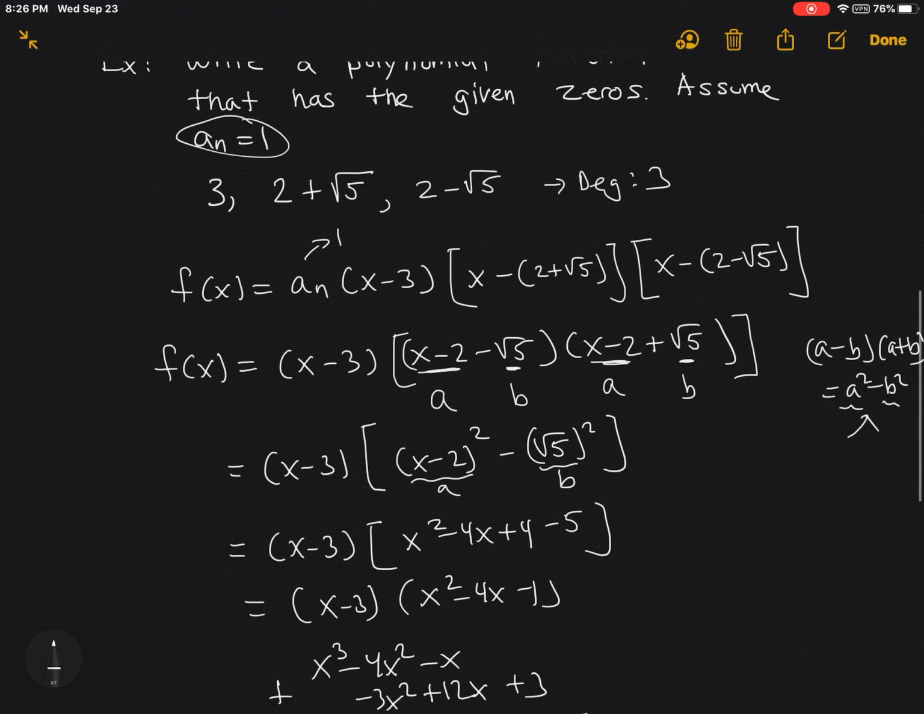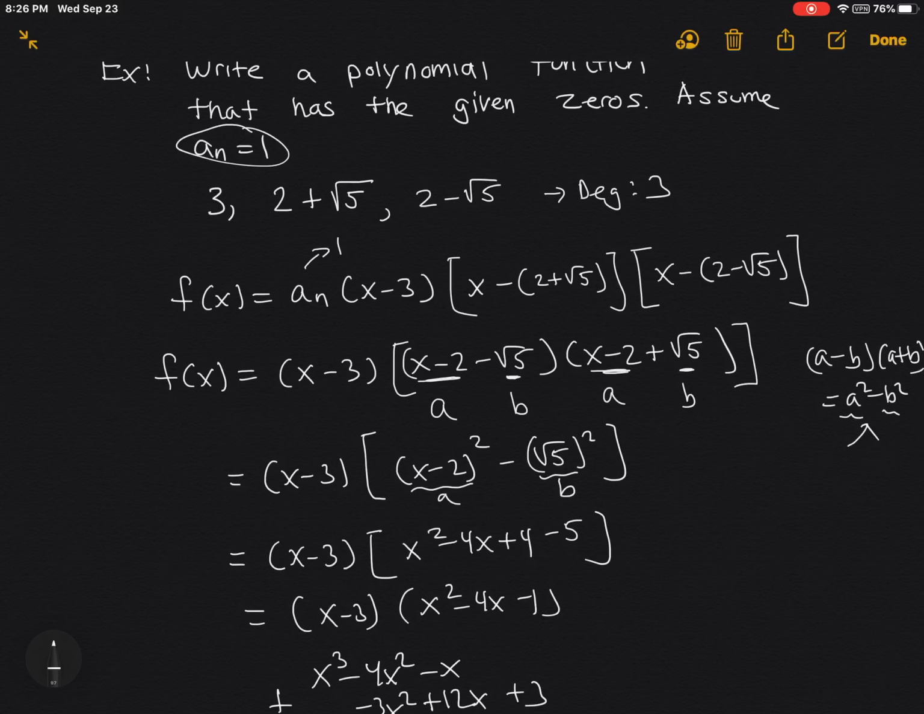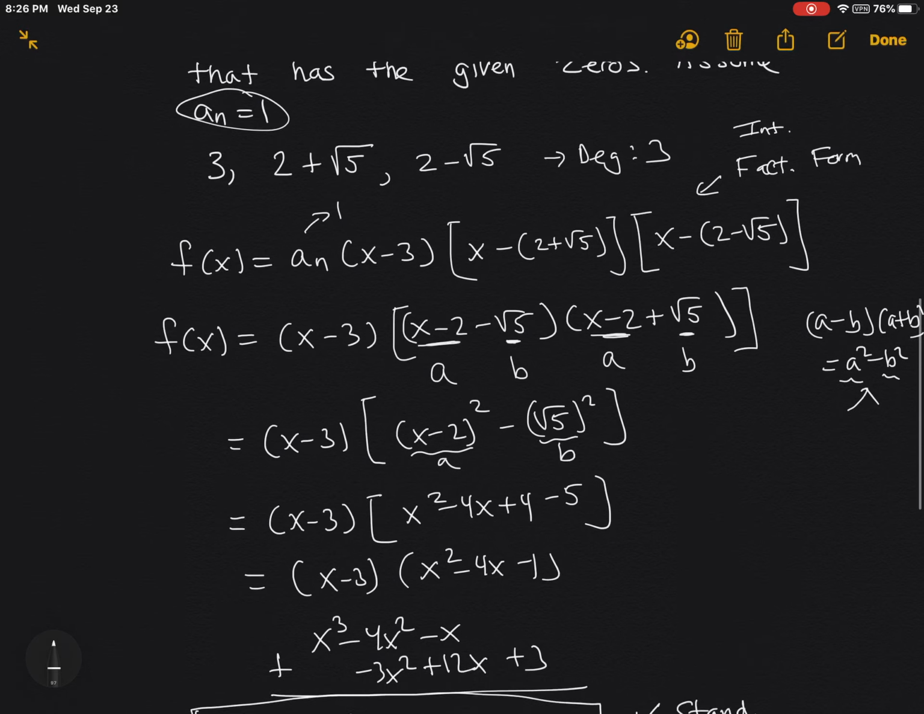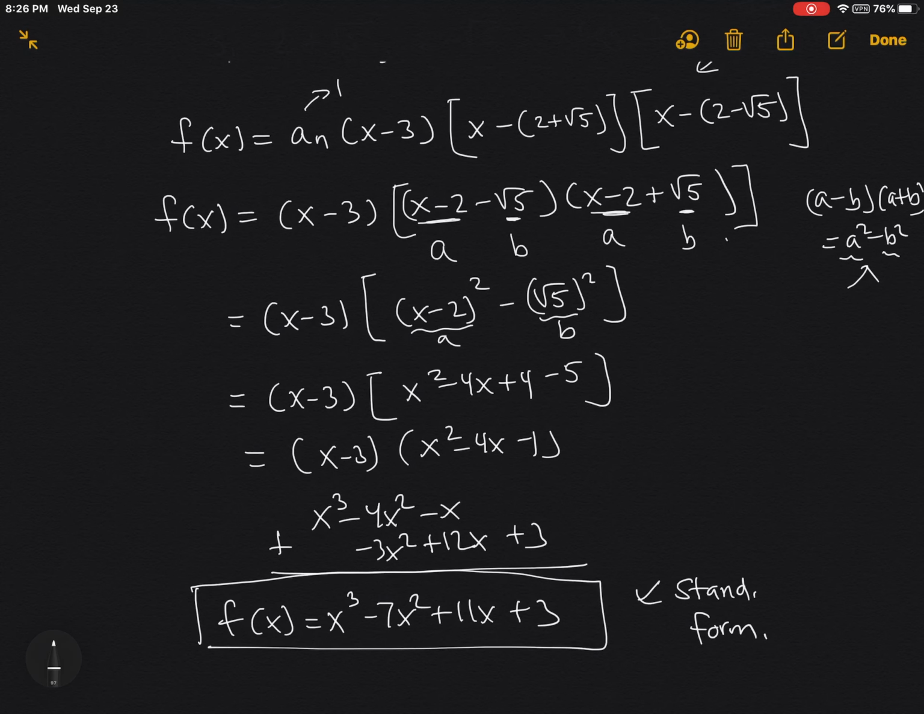And then of course this was what you wrote here in the beginning. This is factored form, or intercept form, I think was the word that I used. Factor or intercept works. Okay, so the key line right here is to go from here to here. If you're able to see that, you're able to simplify your work quite a bit.